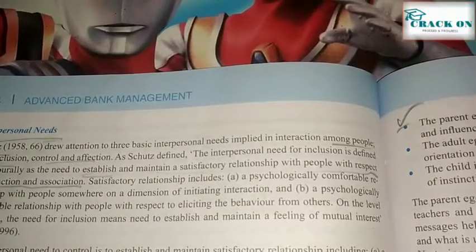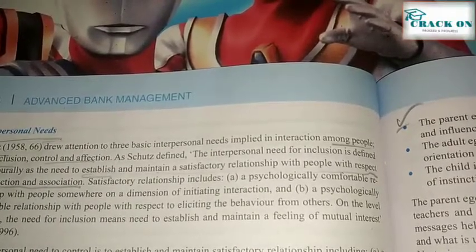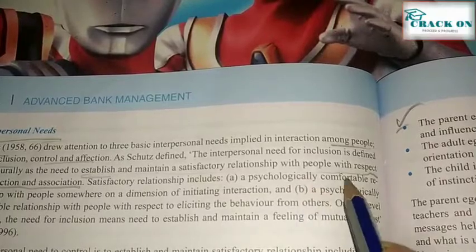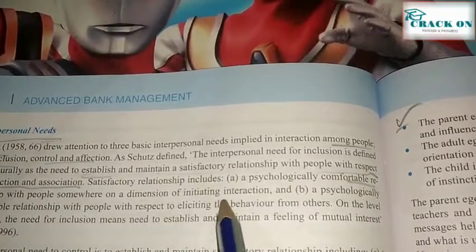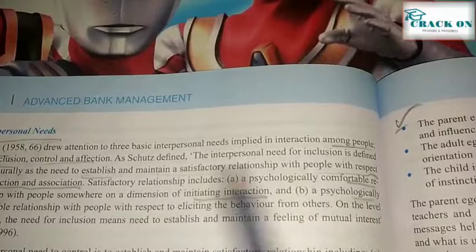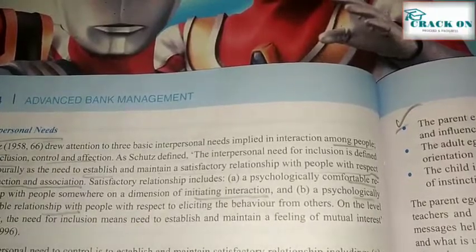So it is a type of relationship. Interpersonal need is a psychologically comfortable relationship with people, in the dimension of initiating interaction. You can go through this.